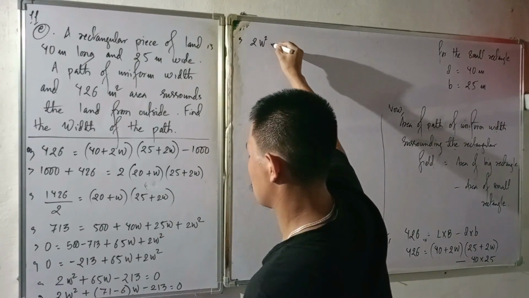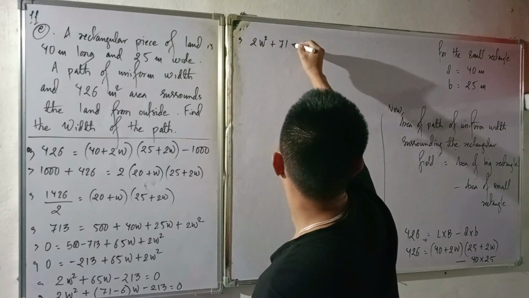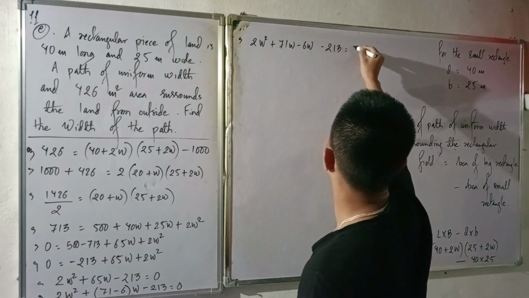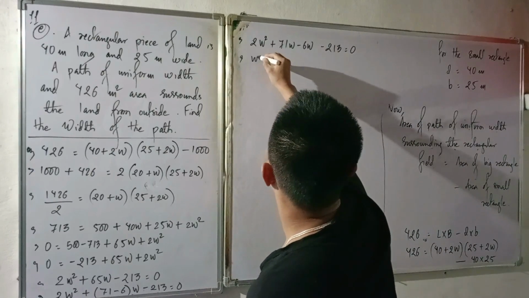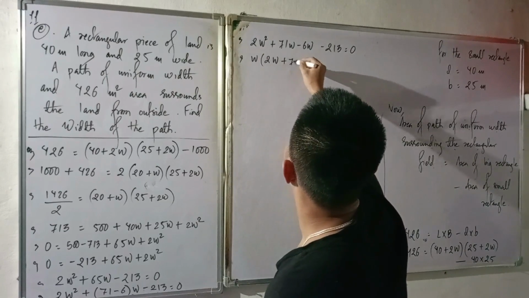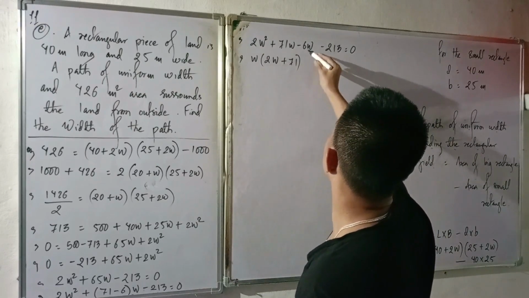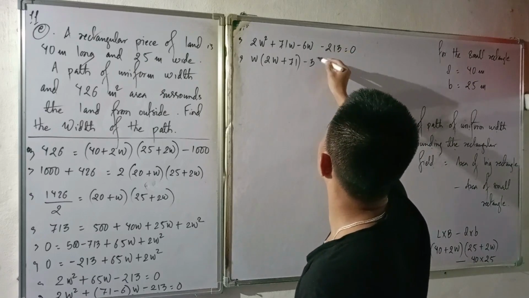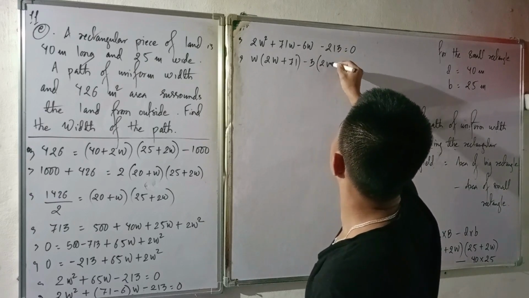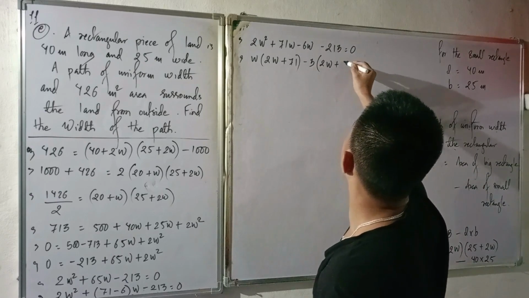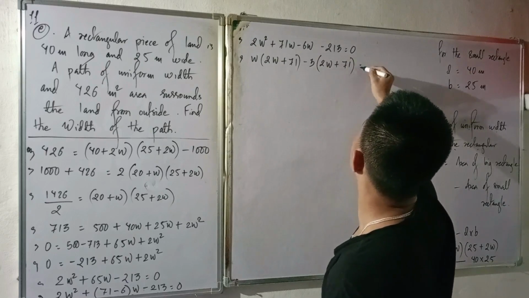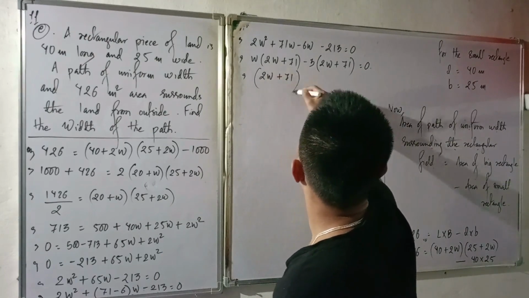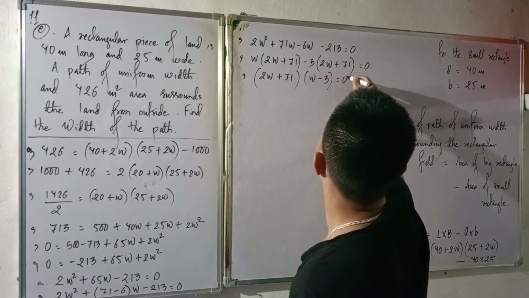2w square plus 71w minus 6w minus 213 equals to 0. Now here w, 2w plus 71, here the answer, 3 will be common, minus 3 common, 2w plus 71 times 3. Okay, 2w plus 71, w minus 3 is equals to 0.